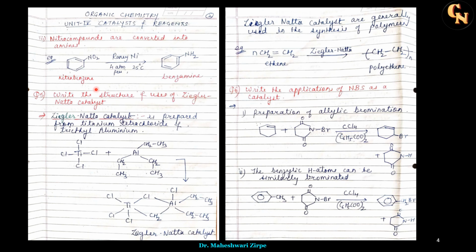Now the next is nitro compounds. Nitro compounds are converted into amines. So here the example we have taken is nitrobenzene. When nitrobenzene reacts in the presence of Raney nickel at 25 degrees Celsius and 4 atmospheric pressure, you can see that the nitrobenzene has been converted into benzenamine. So the NO2 group has been reduced to NH2 group.